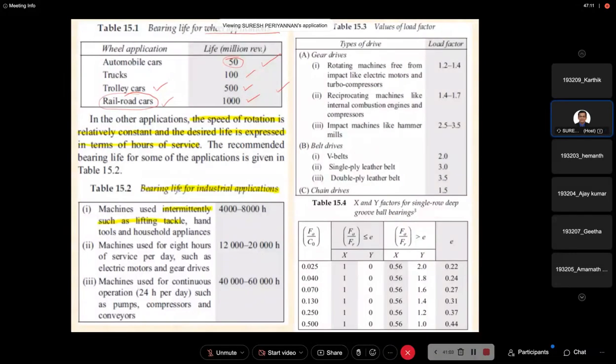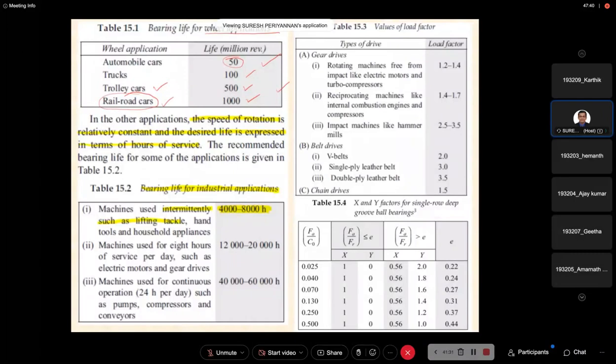This is not always available as 1.5 HP, 1.2 HP, 2 HP, not like that, right? Hence, in these places, we are managing the constant speed. Hence, in these places, we are considering the bearing life as 4,000 to 8,000 hours. Here also some fluctuation will be there.